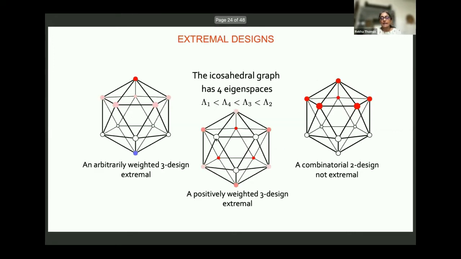Okay, so coming back to our example, extremal design in this ordering means that we want to average lambda1, lambda4, and lambda3. So everything except the last one. And the first 2 designs here are extremal. They're extremal 3 designs. But this design on the right, which is only a 2 design, is definitely not extremal because it's not able to average everything except the last eigenspace.